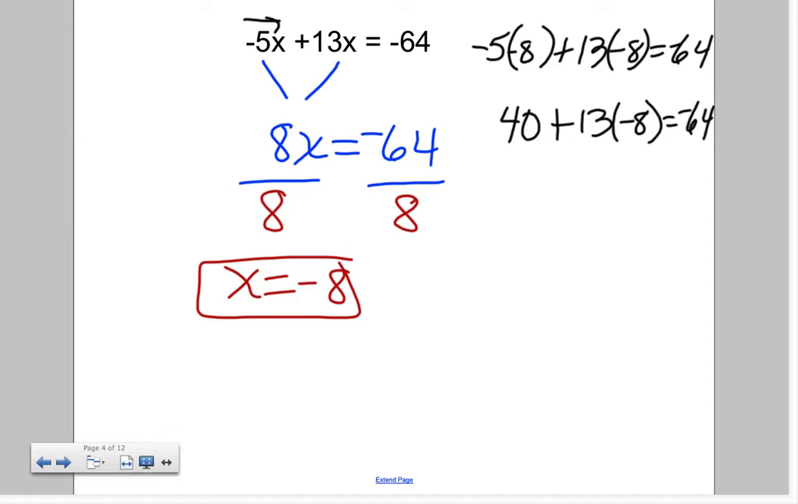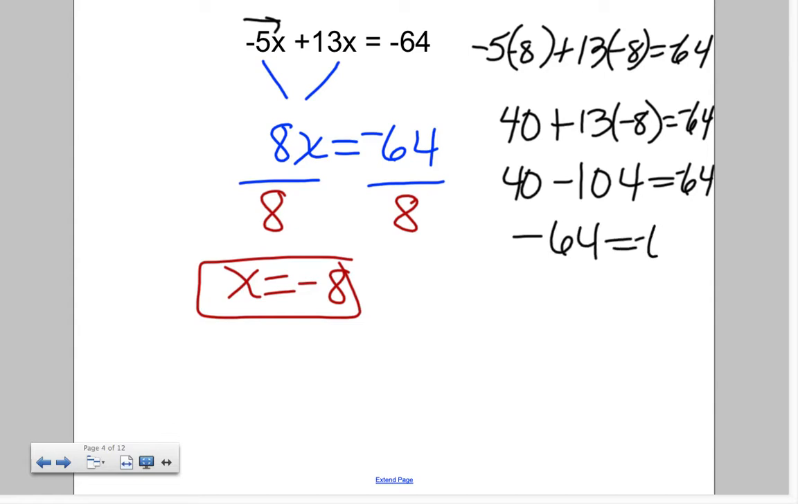And now we have 40 plus 13 times negative 8. So what's 13 times negative 8? Chris? Negative 104. Now, we're going to take 40 and a negative 104 with it. First of all, which one has the largest absolute value? Joe? So what's our sign going to be? Negative. And obviously, what's the difference, Ronnie, of those 2 absolute values? Negative 64. So we got negative 64 is equal to negative 64, and it checks out.